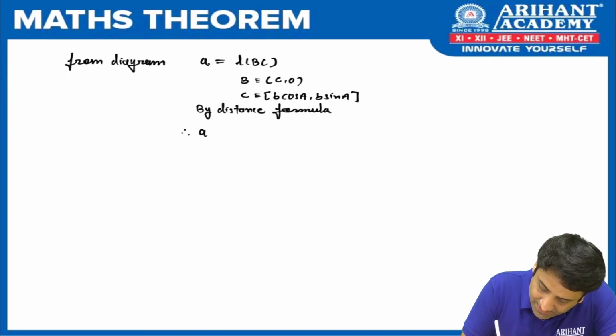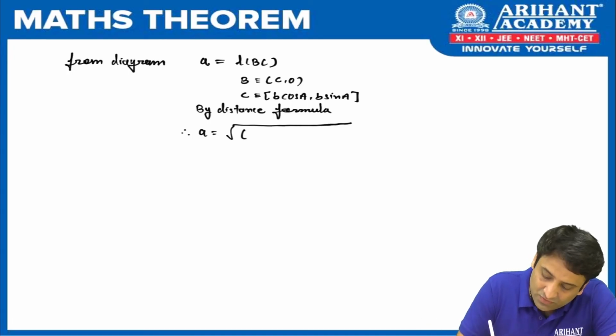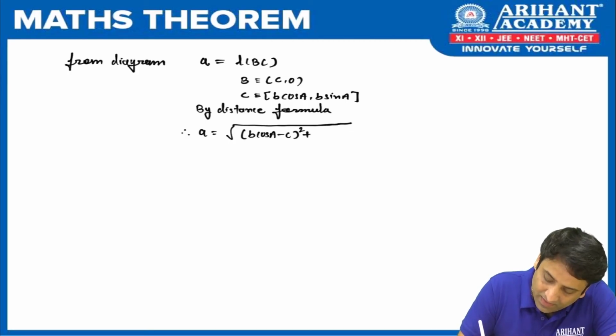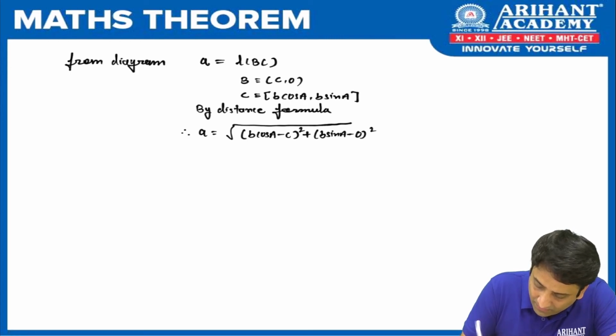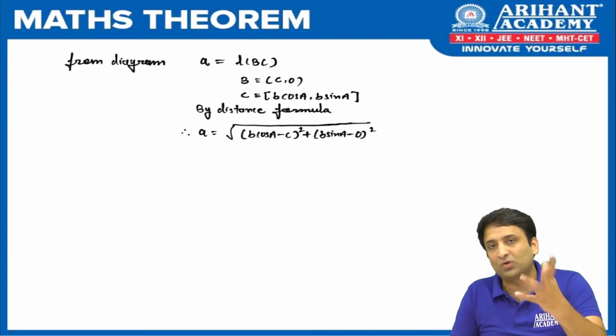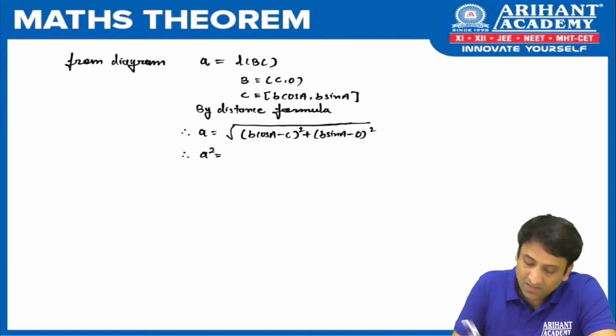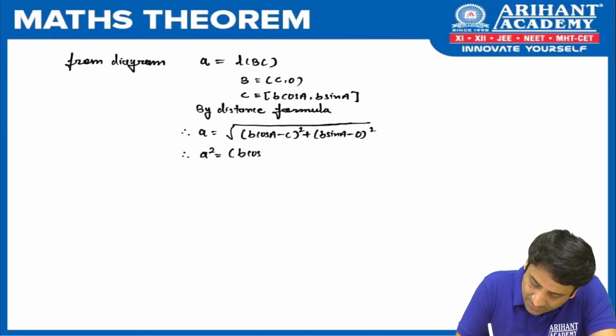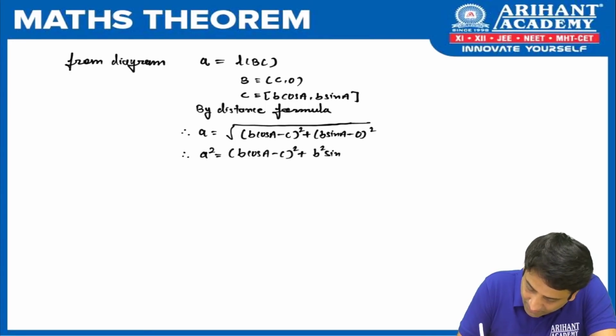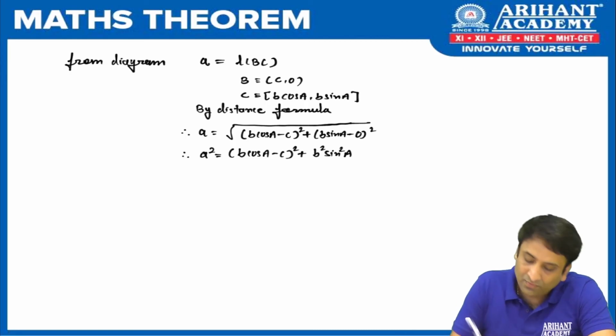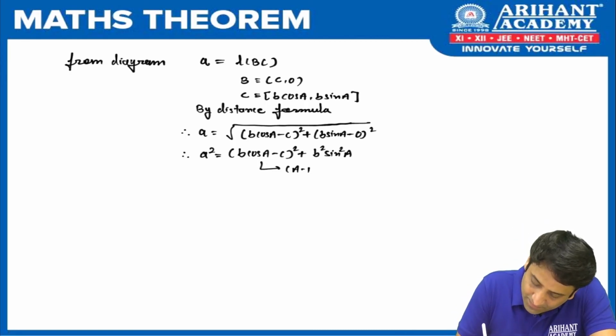Can we write a is equal to BC as the square root of, let us start with the difference of x squared. So can we write (b cos A minus c) squared plus (b sin A minus 0) squared. So I have applied the distance formula. Now we only have to simplify, so can we do squaring both sides? a squared comes. On the right-hand side we get (b cos A minus c) squared plus b squared sin squared A, because there it is 0. Now here, can we go for the (a minus b) whole squared formula?